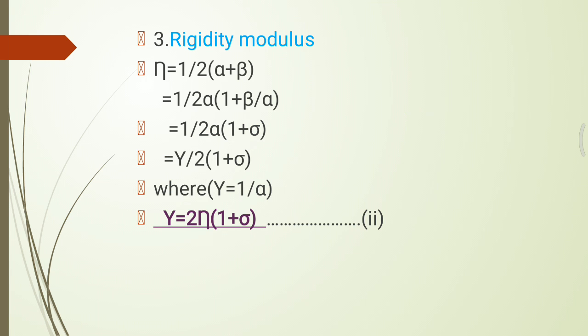Rigidity modulus is defined as 1 by 2 times alpha plus beta. If I take alpha as common factor in the denominator, then 1 by 2 alpha into 1 plus beta by alpha. That is equal to 1 by 2 alpha into 1 plus sigma, where sigma is defined as again beta by alpha. That is equal to y by 2 into 1 plus sigma, where y is equal to 1 by alpha. That is 1 by alpha is replaced by y. Therefore, y is equal to 2n into 1 plus sigma. Let us call this as equation 2.